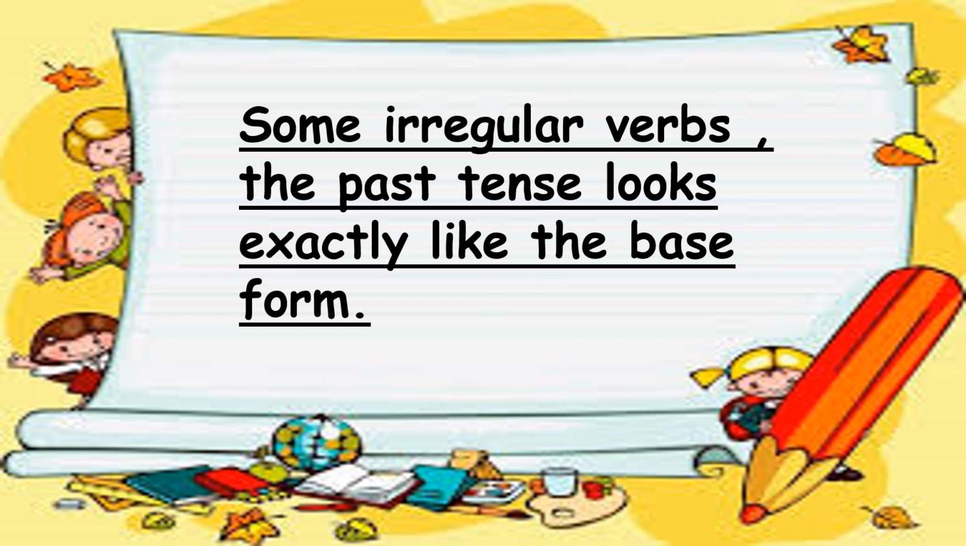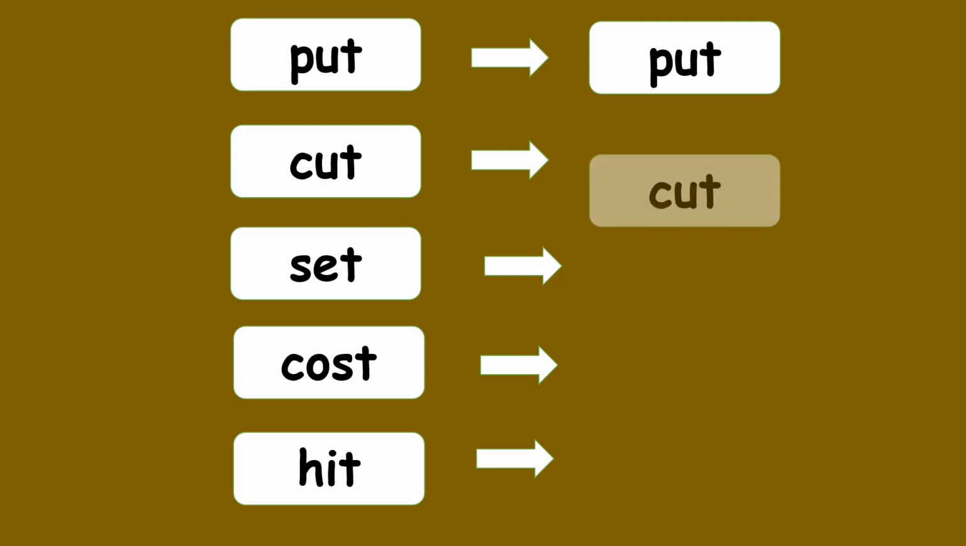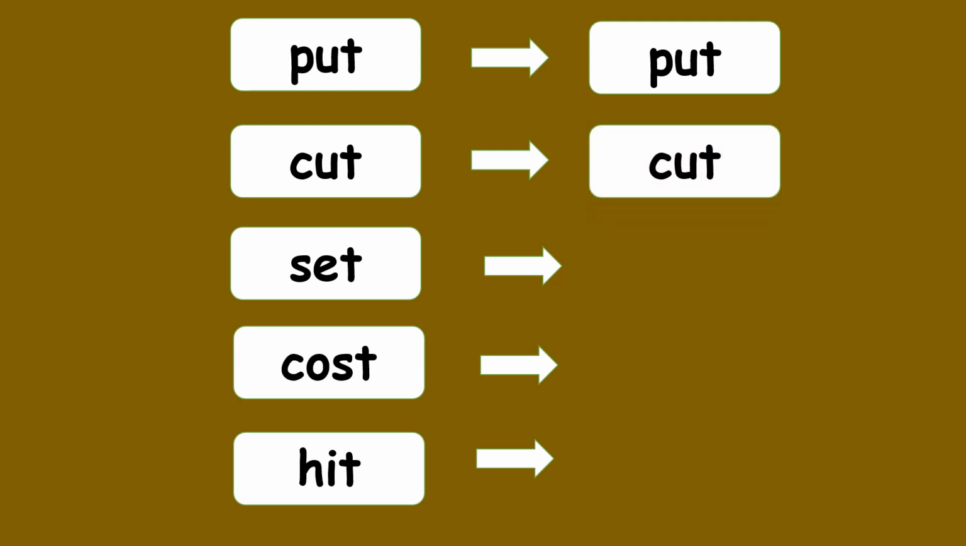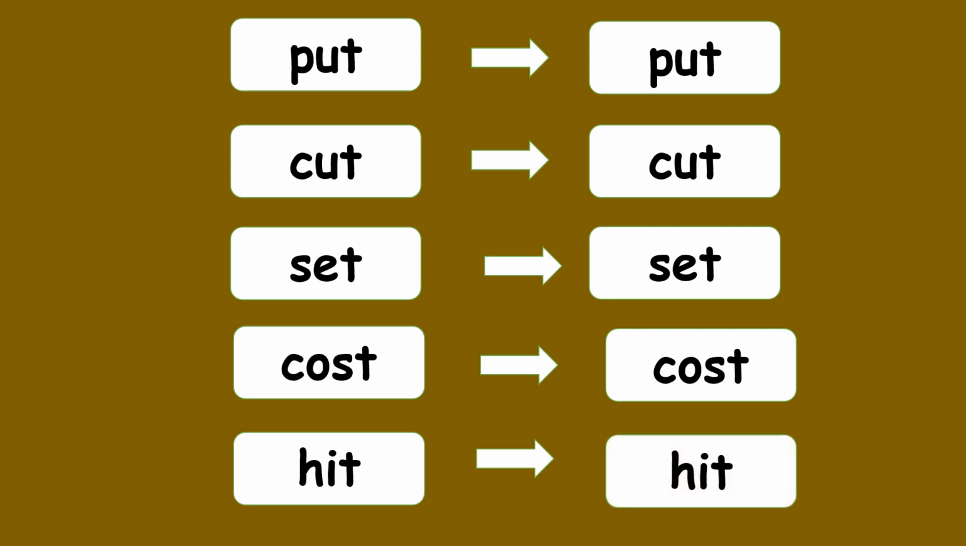You have to bear in mind that for some irregular verbs, the past tense looks exactly the same as the base form. The past tense of the verb put is also put. Cut, the past tense is cut. Set, the past tense is set. Cost, the past tense is cost. And hit, the past tense is hit.